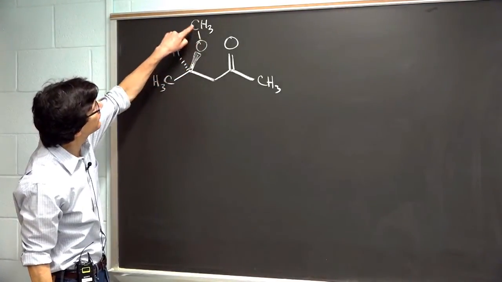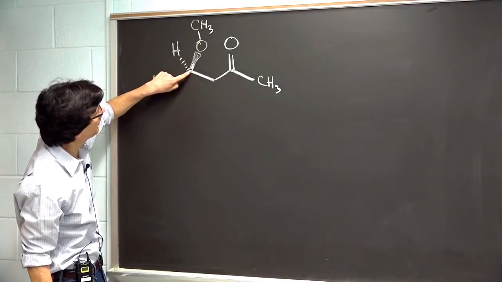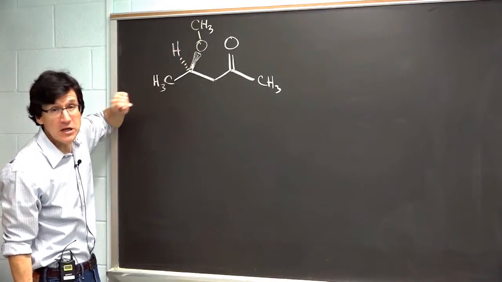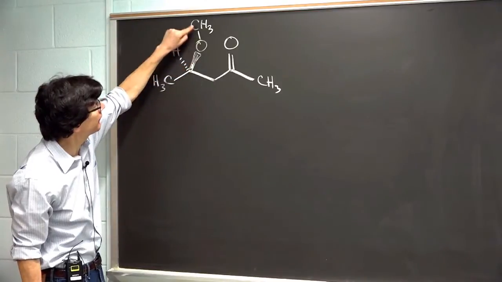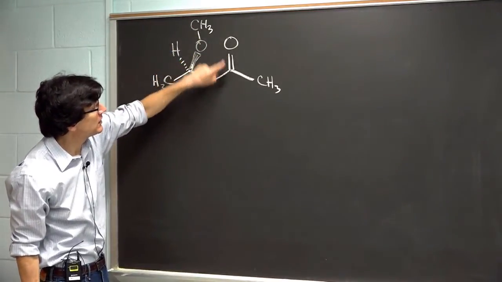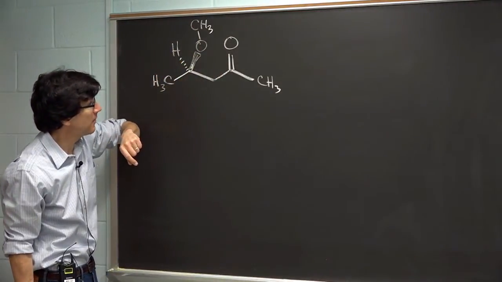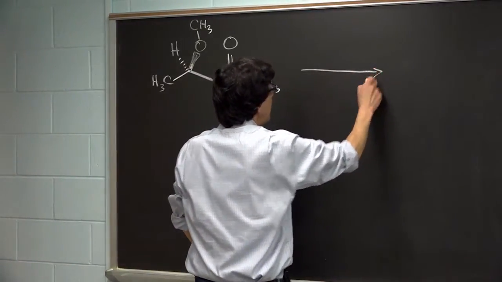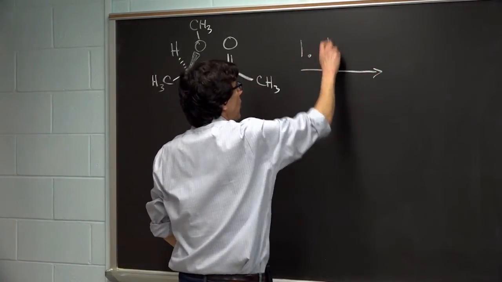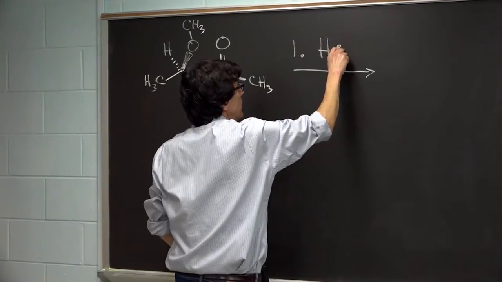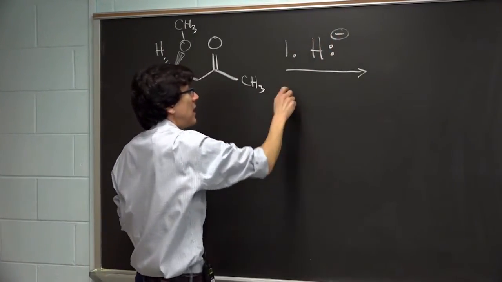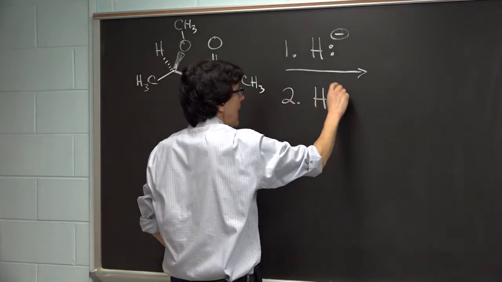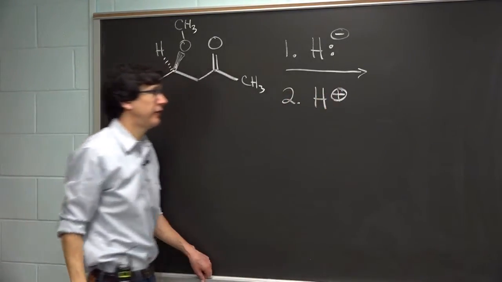This is called an ether, by the way. When you have a carbon, oxygen, carbon, that would be an example of an ether. So you've got an ether functional group here. You have a ketone functional group there. And then we're going to do the same thing that we did the last time. So in step 1, we're going to add hydride. And in step 2, we're going to add H+.